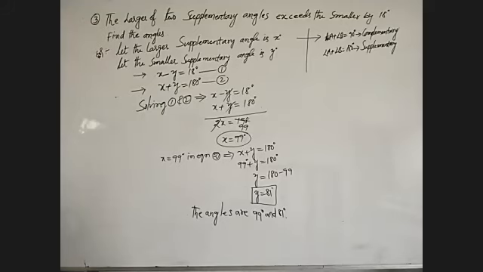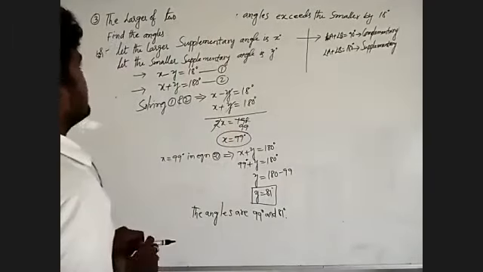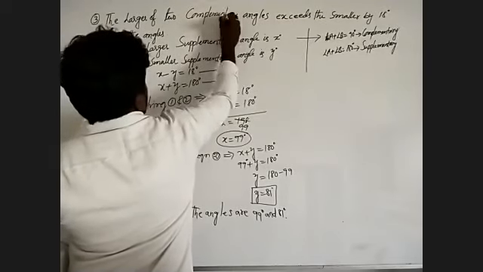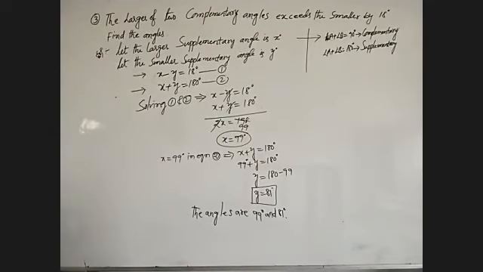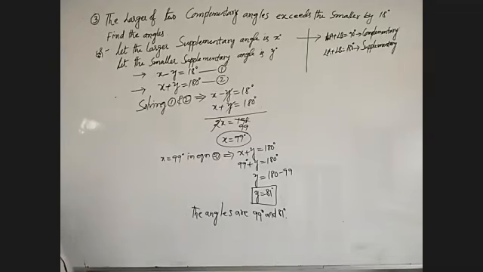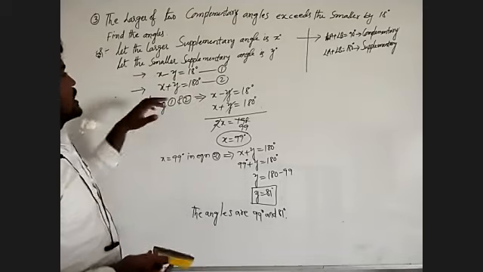Okay, students, now I am going to the next one. The larger of two complementary angles exceeds the smaller by 18 degrees. Find the angles. This is the next problem of this type. Here also the given statement is, the larger of two complementary angles exceeds the smaller by 18 degrees, which means x minus y will become 18 degrees.